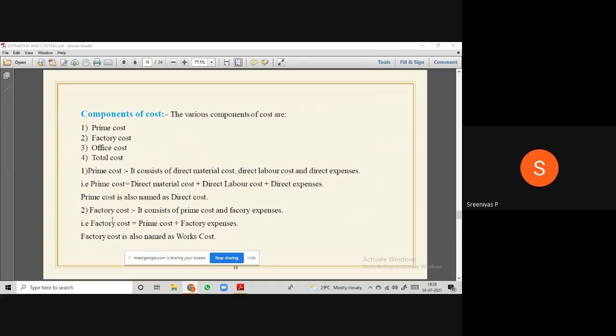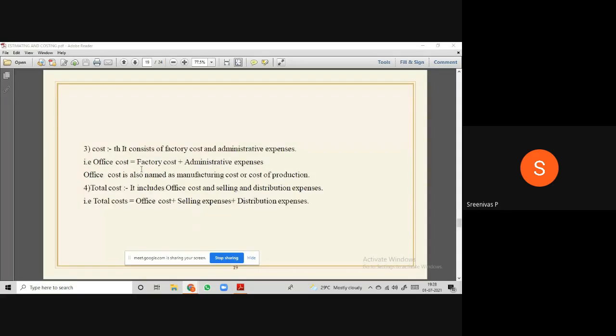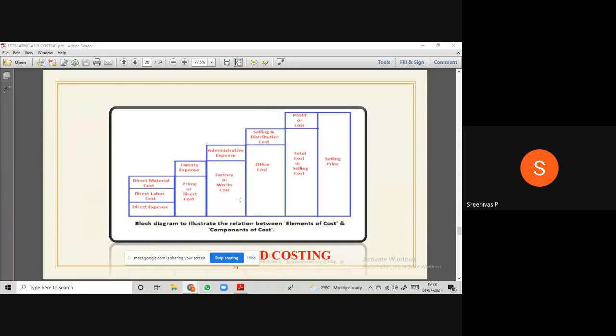Office cost. So here, I think it is given here. Factory cost equals prime cost plus factory overheads or factory expenses. Next, office cost. Office cost is equal to factory cost plus administrative expenses. Total cost is equal to office cost plus selling expenses plus distribution expenses.